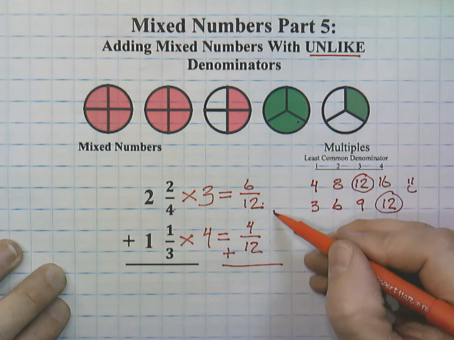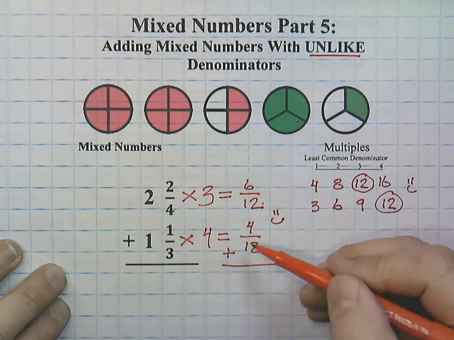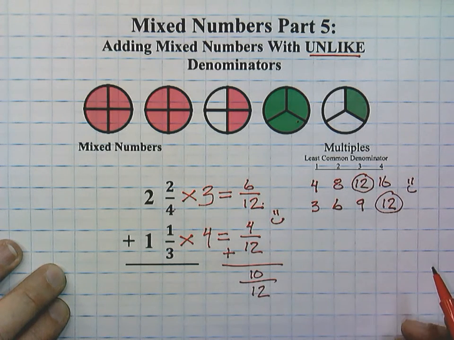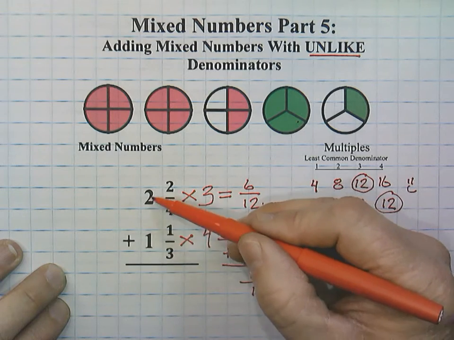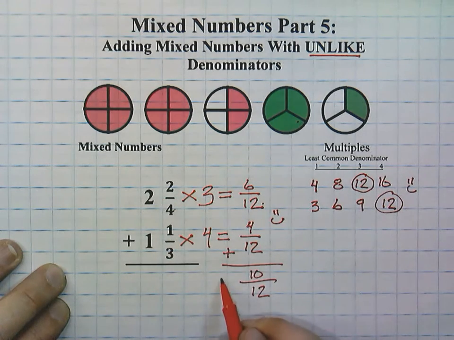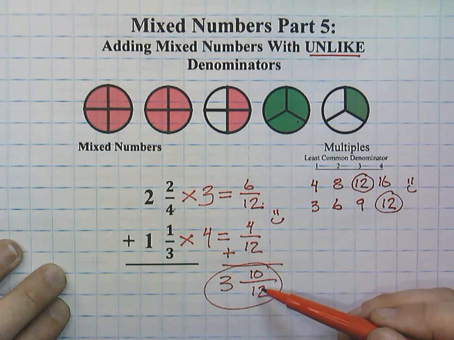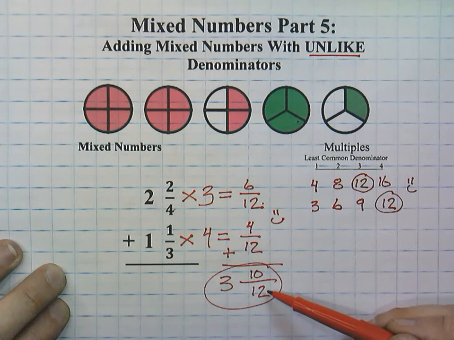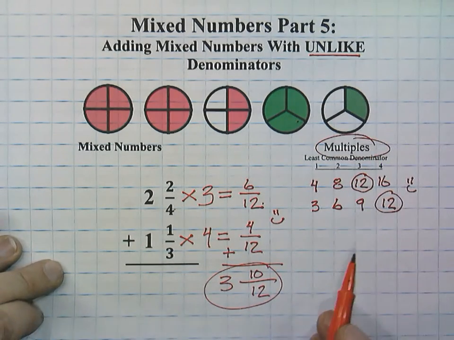Notice now that we have 12ths, and that means that we can add. So 6 12ths plus 4 12ths would be 10 12ths. Finally, we're going to add our whole numbers, which is 2 plus 1 would be 3. So our answer would be 3 and 10 12ths. Notice that we converted the fourths and the thirds into a common denominator, a common bottom number of 12ths, by using multiplication. And we did that by using multiples.